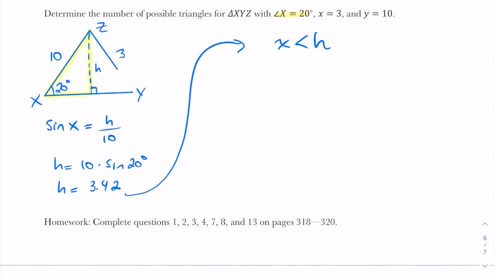Well, aside from that just being one of the conditions, let's make it a little more clear. I'm going to highlight this part of the triangle in red. What's the longest side in any triangle? It's the hypotenuse. In this case, it would be the side with a length of 3. But I just showed you that that side of length 3 is smaller than the height, which is one of the other two sides. Because the hypotenuse of this triangle in red is less than one of the other two sides, we can't actually form a triangle here. This is why there are no possible triangles.